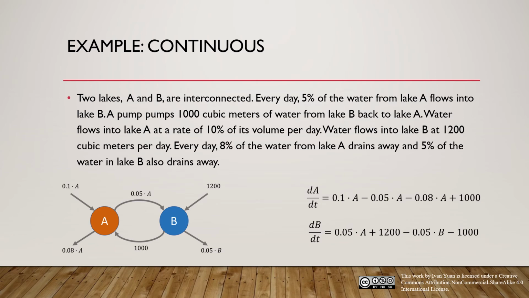Here, contrary to the previous example, we use dA over dt instead of delta A over delta t to show the continuous nature. And here we write these differential equations. However, if you notice, if we sum up these two equations, the total rate at which the water volume of both lakes changes is not 0, because water is entering and leaving the system.